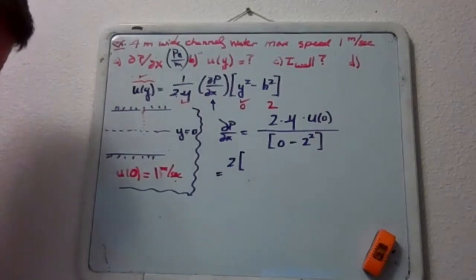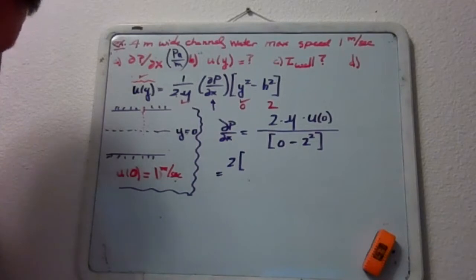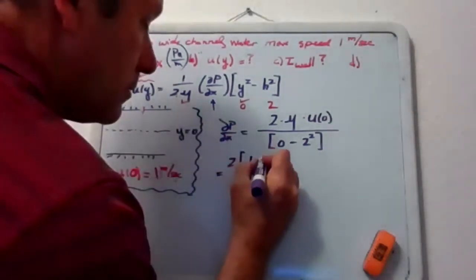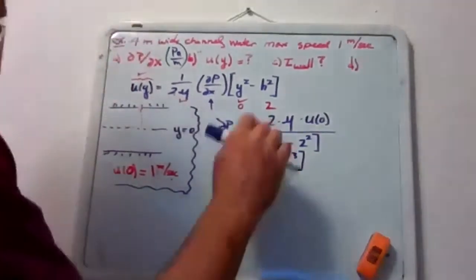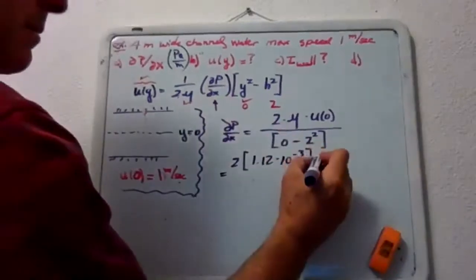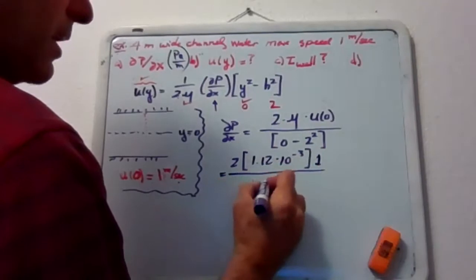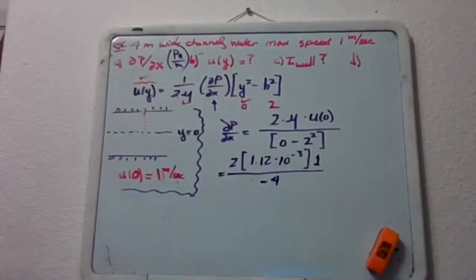Unless otherwise stated, if you have a fluid that's in the tables, you can assume you can pull values from those tables. So viscosity is 1.12 times 10 to the negative third. U at 0 is 1. And this is negative 4, because of the 2 squared. We're going to get some incredibly small number. Let me try it out myself.